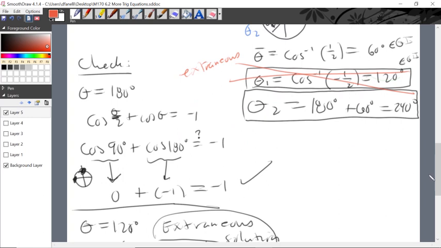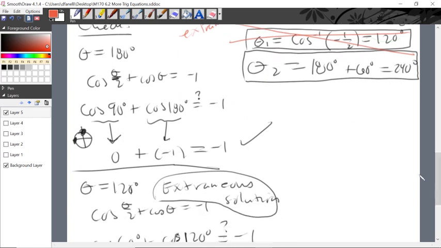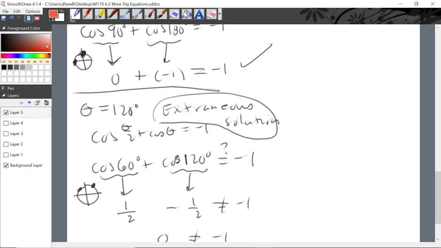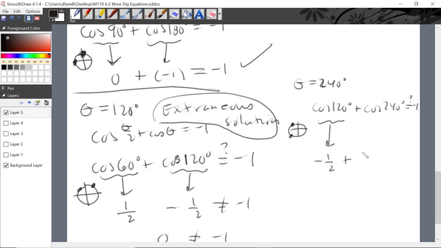Now 180 degrees was a solution to the equation, so it's not like we have no solutions. We have at least one. And we should check the other one too, the 240 degrees. So check theta equals 240 degrees in the equation. Cosine theta over 2 would be cosine of 120 degrees plus cosine theta, which is cosine of 240 degrees. Let's check to see if that equals negative 1. Well, 120 degrees is quadrant 2 and 240 degrees is quadrant 3. In fact, both of them equal negative 1/2. So we have negative 1/2 plus negative 1/2.